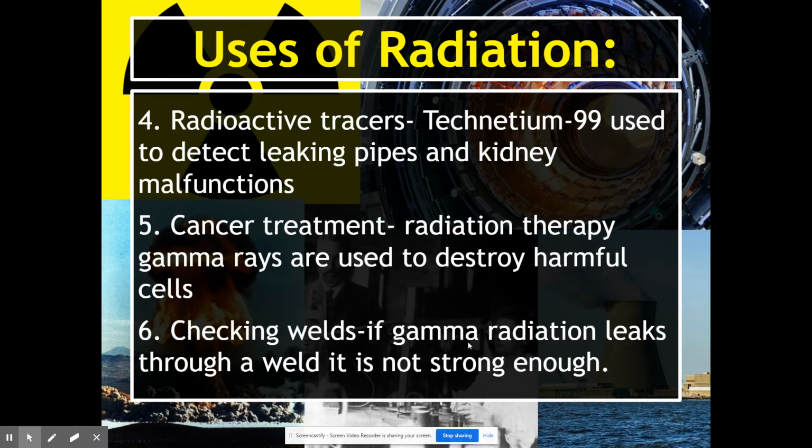Three other uses for radiation. We have radioactive tracers, not the kind that they would put inside humans to track you, but they track where things are going. So we have technetium-99. It's used to detect leaking pipes and kidney malfunctions in people. Cancer treatment, radiation therapy. Gamma rays are used to destroy harmful cells. And finally, checking welds. If gamma radiation leaks through a weld, the weld is not strong enough.